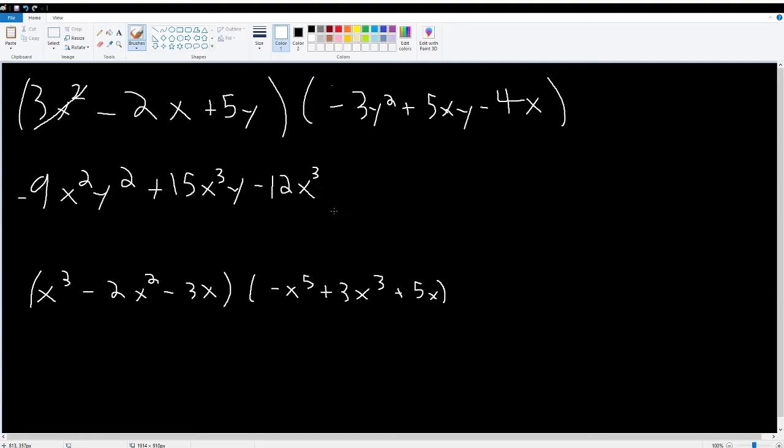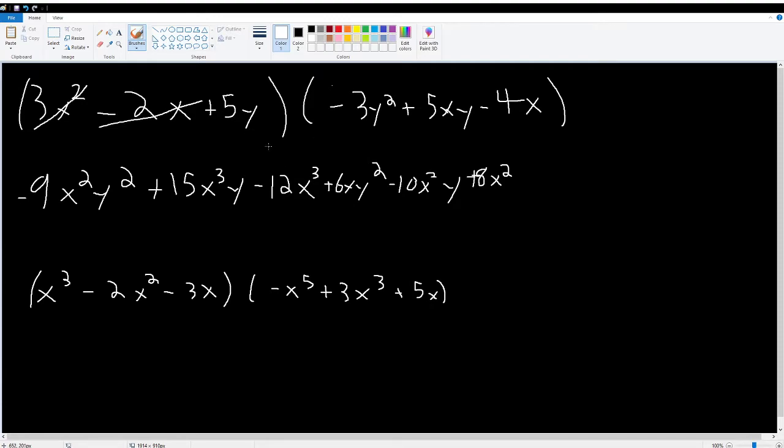Negative 2x into each of these: negative 2x times negative 3y squared is positive 6x y squared, okay? Negative 2x times 5xy is negative 10x squared y, okay? Negative 2x times negative 4x is positive 8x squared, okay? So this one's done.